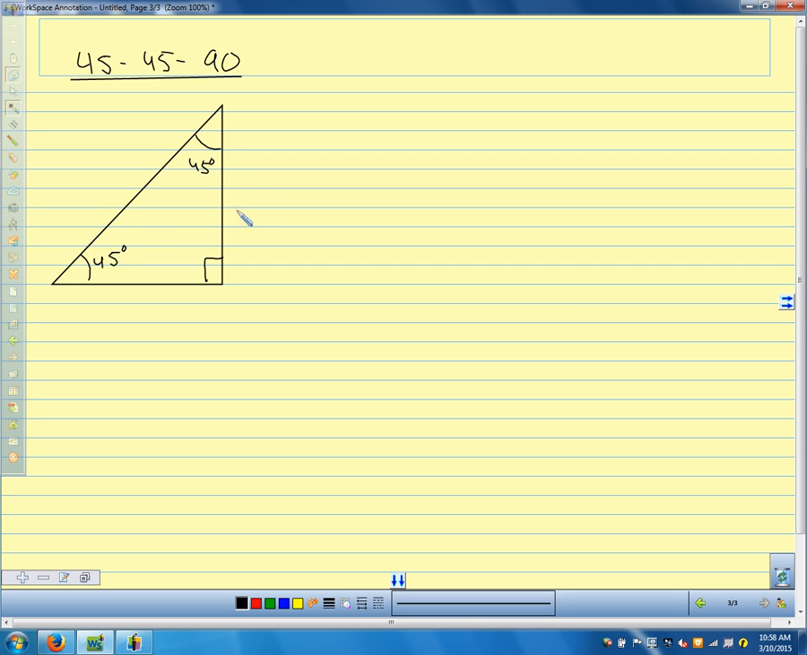So on these kinds of problems, I recommend that you always label the sides. On 45, 45, 90, these two angles are the same, these two sides are the same. So the legs are always going to be the same. And we'll call this side the hypotenuse.